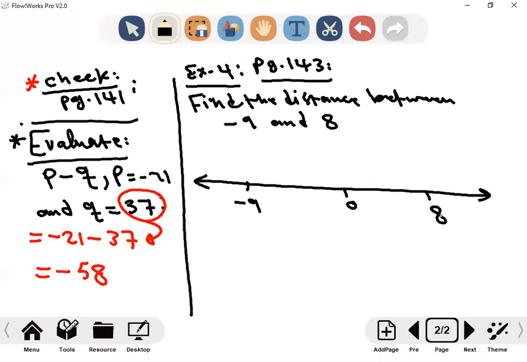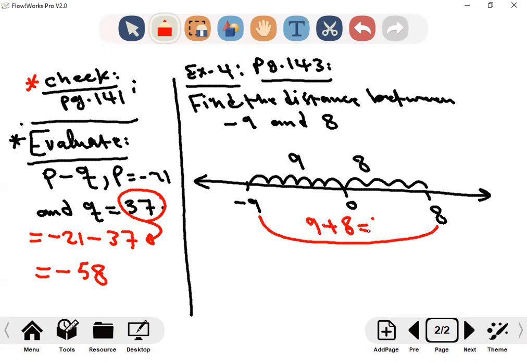I will ask you one question now. How many units from negative 9 to 0? 9 units. So from negative 9 to 0, we have 9 units, right? Now from 0 to 8, 8 units, right? So how many units all together, from negative 9 to 8? It will be 9 plus 8, which is 17 units. You understand that? Very easy. Why? Because you have a smart teacher.